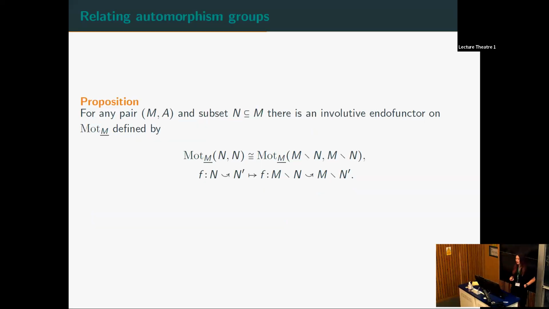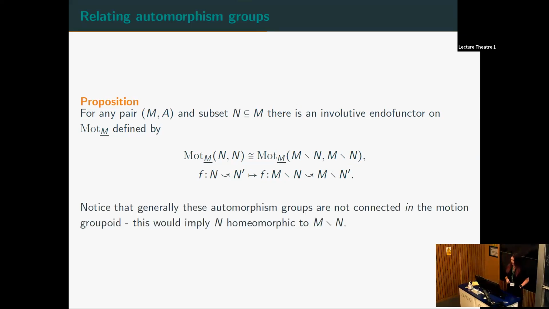We also have that if we fix any pair M, A, then we get an involutive endofunctor on the motion groupoid by taking the complement of the object. So it's fairly straightforward to see that a homeomorphism that sends N to N prime will also send M complement N to M complement N prime. And it's also interesting to notice that generally what we've done here is construct an isomorphism between things that are explicitly not connected inside the motion groupoid, unless N is homeomorphic to N complement.